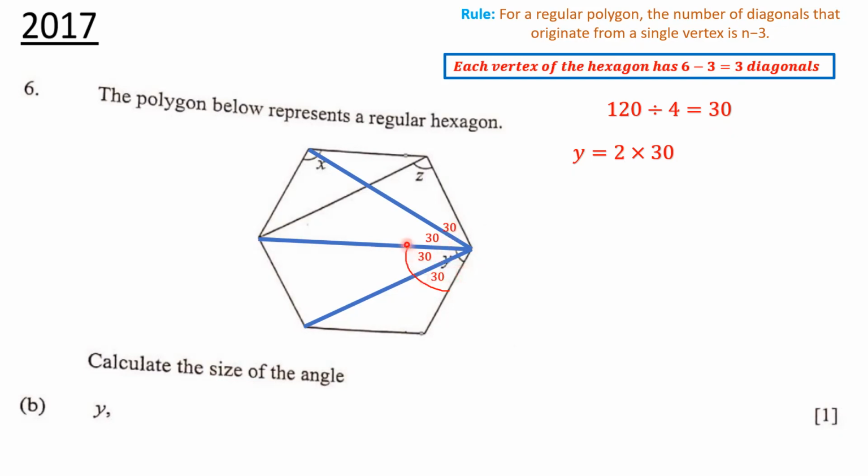Now let's consider what y is. Well, y accounts for one 30 and another 30. So y accounts for 2 30s. And so the value of y is equal to 2 times 30, and 2 times 30 is 60.